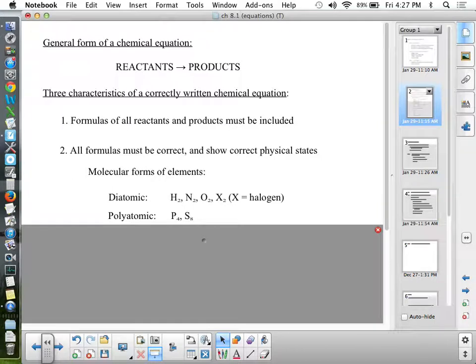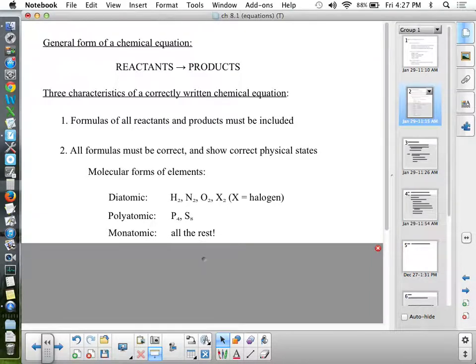It turns out that there are 2 nonmetals, phosphorus and sulfur, that just happen to occur as polyatomic molecules. The most common form of phosphorus is a molecule in which there are 4 phosphorus atoms, P4, and likewise the most common form of sulfur is octasulfur, in which there are 8 sulfur atoms. Everything else on the periodic table is monatomic, so you would not include any subscripts, simply the element symbol.